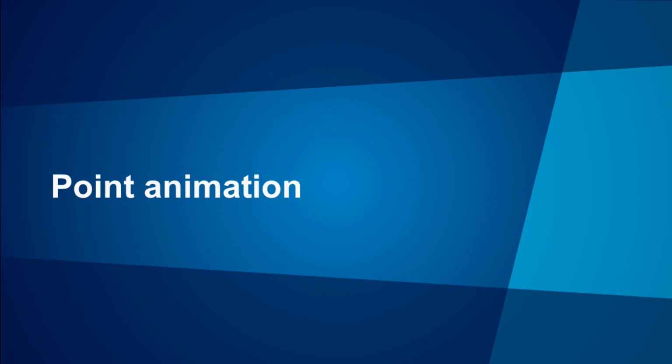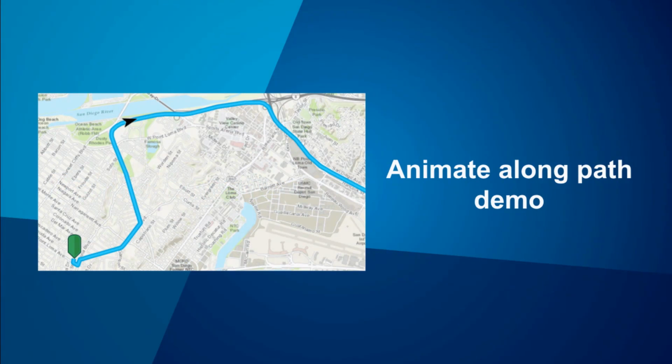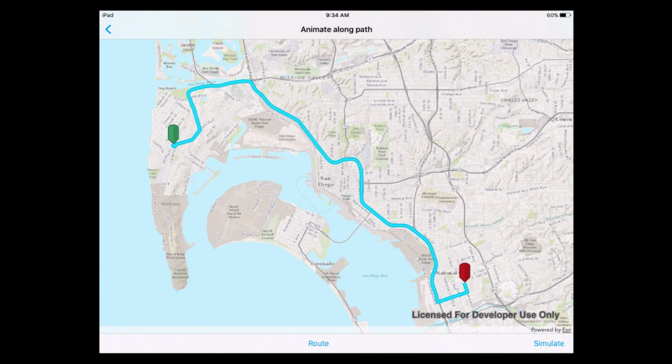So let's get started with point animation. Let's just start with the demo first. Okay, cool. The most common use case for a point animation could be an animation along a path. You have a route, you have a path, and you want to simulate a graphic along that path. For example, this is a pseudo prototype for a routing application where you generate a route, and then you want to simulate a car or another graphic along that polyline.